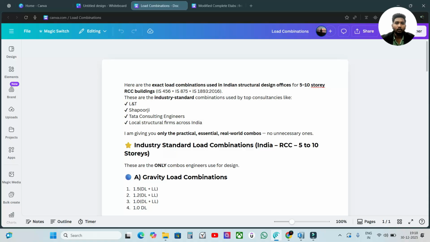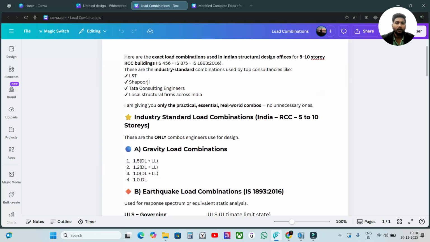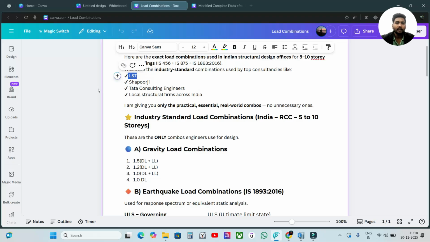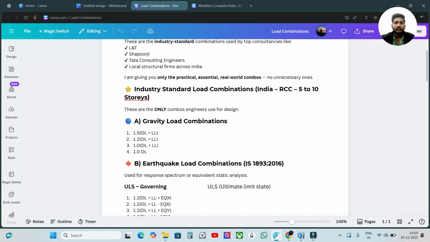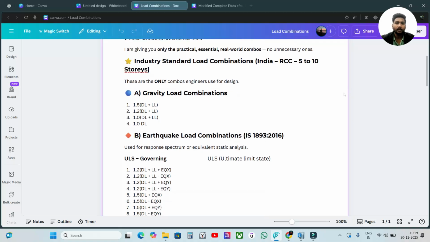Here are the exact load combinations used in Indian standard design offices for 5 to 10 story RCC buildings, which we have taken from IS 456 plus IS 875 plus IS 1893 2016. These are the industry standard combinations used by top consultancies like L&T, Shapurji, Tata Consulting Engineers, and local structural firms across India. These are the industry standard load applications used for RCC 5 to 10 story buildings.